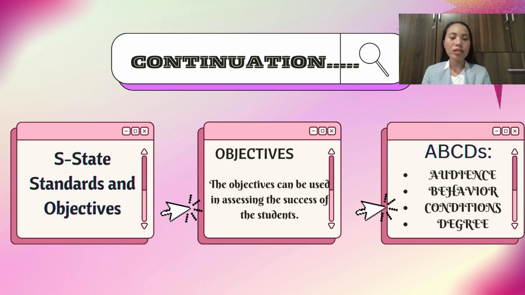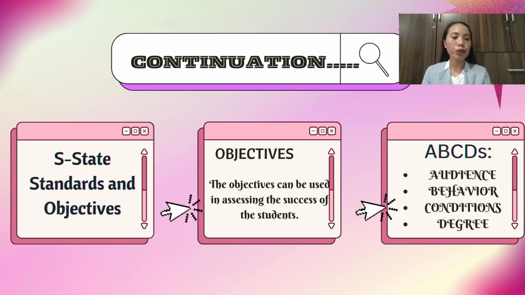So in state standards and objectives, we also have the objectives. The objectives can be used in assessing the success of the students. Also, the objectives are used to let the learners know what they will accomplish through the class. So the mark of a good set of learning objectives is conformity to the ABCDs of well-stated learning objectives. They are as follows.